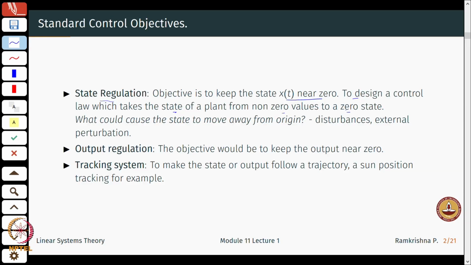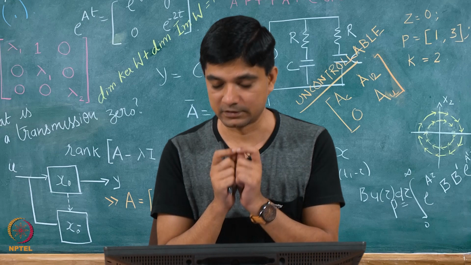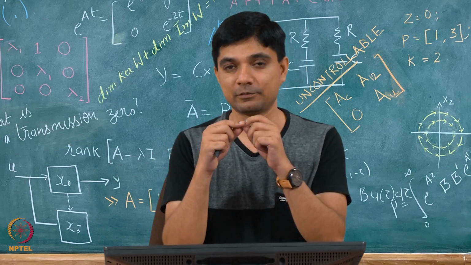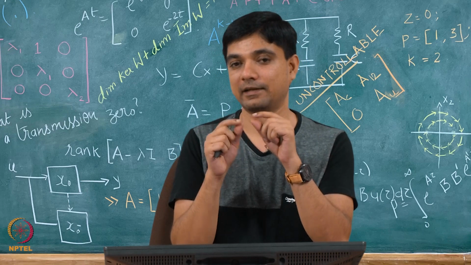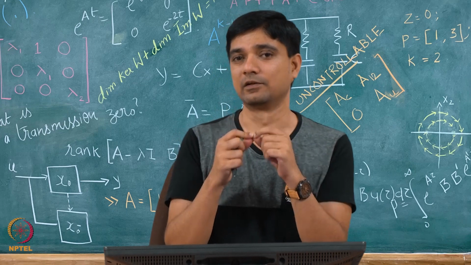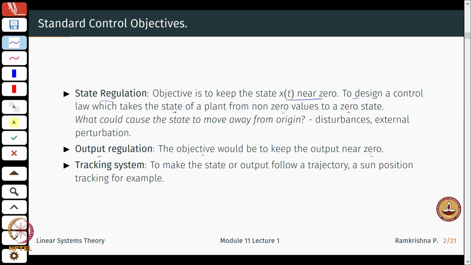So, we can also similarly look at not only state regulation, but output regulation, where the objective would be to keep the output near 0 or so. The 0 is that I do not want to really drive the system to a 0 output, but some kind of a reference value which I set, and usually you can also talk of it in terms of the error being driven towards 0. Okay.